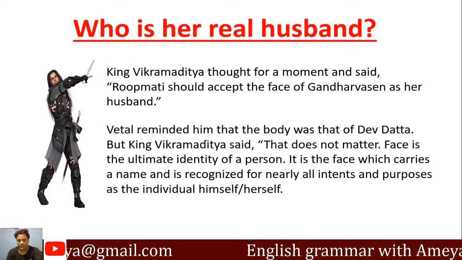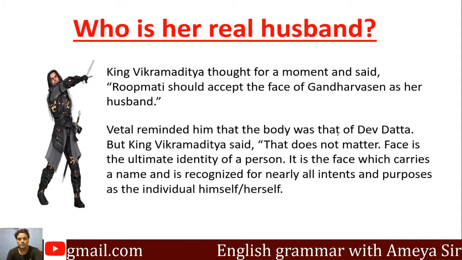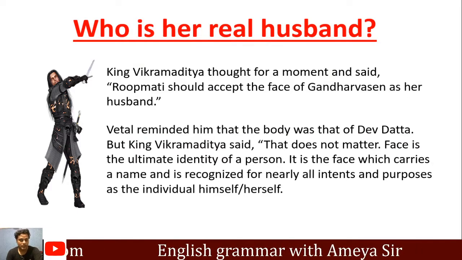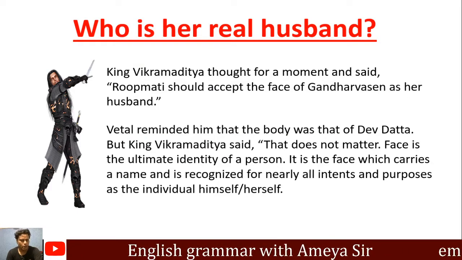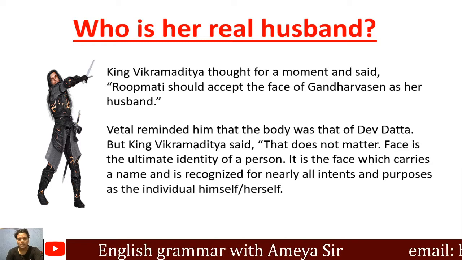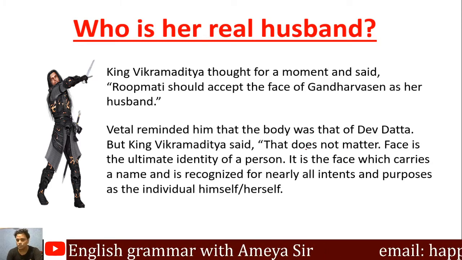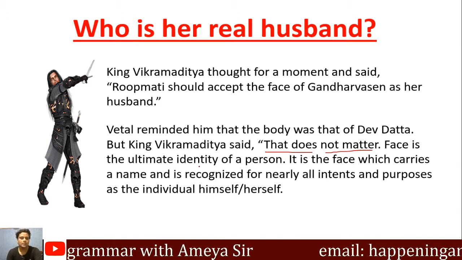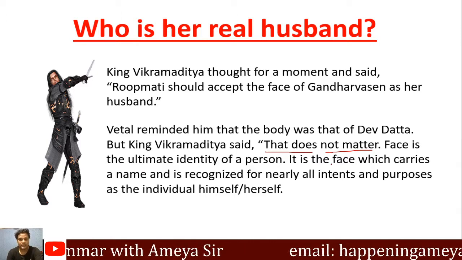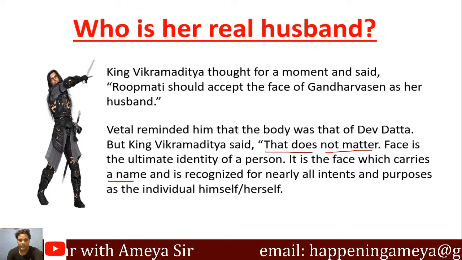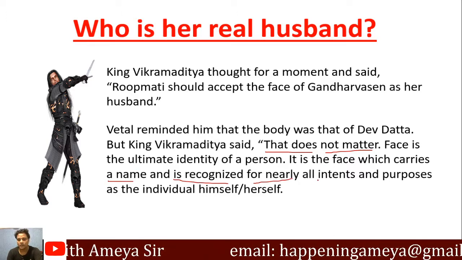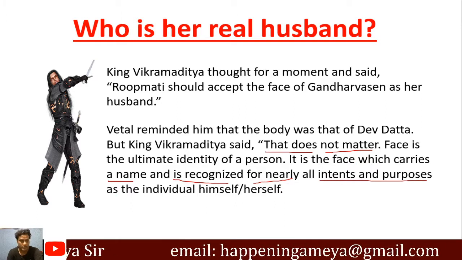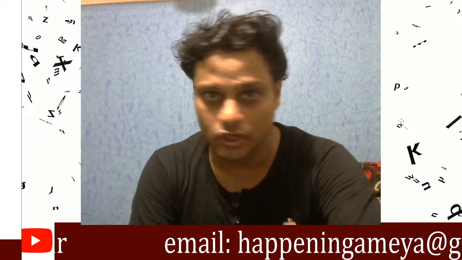Vetal reminded him that the body was that of Devdatta. So Vetal clearly raised an apprehension, like, why are you saying that? The body was of Devdatta. But King Vikramaditya said, that does not matter. Face is the ultimate identity of a person. It is the face which carries a name and is recognized for nearly all intents and purposes as the individual himself or herself. What a fine sense of judgment, is it not?